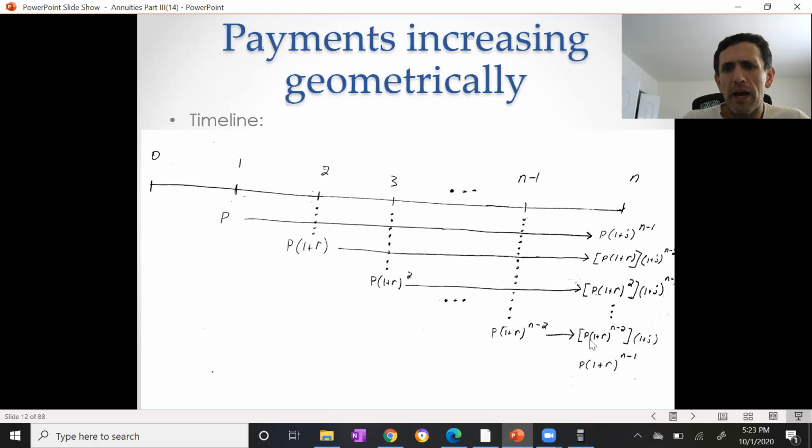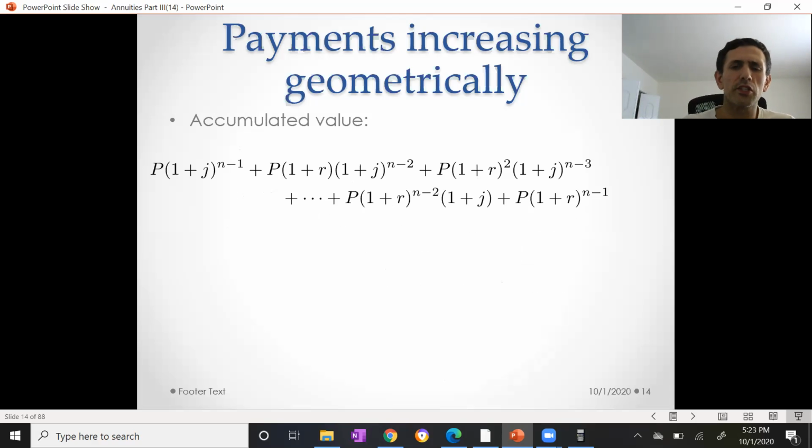And if you're wondering about the pattern for increases, well, the pattern's pretty straightforward. This is exponent 1, so it would be 2 minus 1. This is exponent 2, 3 minus 1. This is exponent n-2, n-1 minus 1. And then finally, this is exponent n-1, it's n minus 1. Okay, so I don't want to dwell on this too much, but let's write all these terms down. And here it is. We're starting with the first payment P and then just adding them all up.